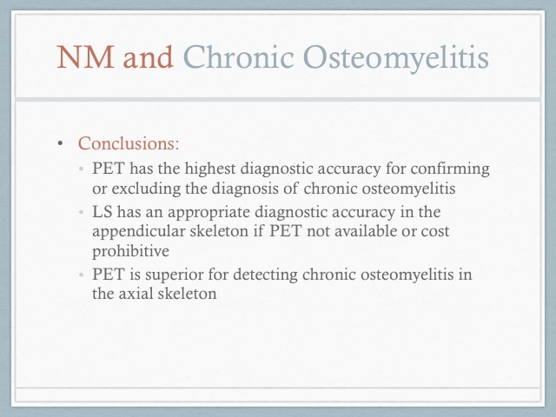The conclusions from that paper: PET scan has highest diagnostic accuracy for confirming or excluding the diagnosis of chronic osteo. The white cell scan has appropriate diagnostic accuracy in the appendicular skeleton if the PET scan is not available or cost prohibitive. And the PET scan is superior for detecting chronic osteo in the axial skeleton.